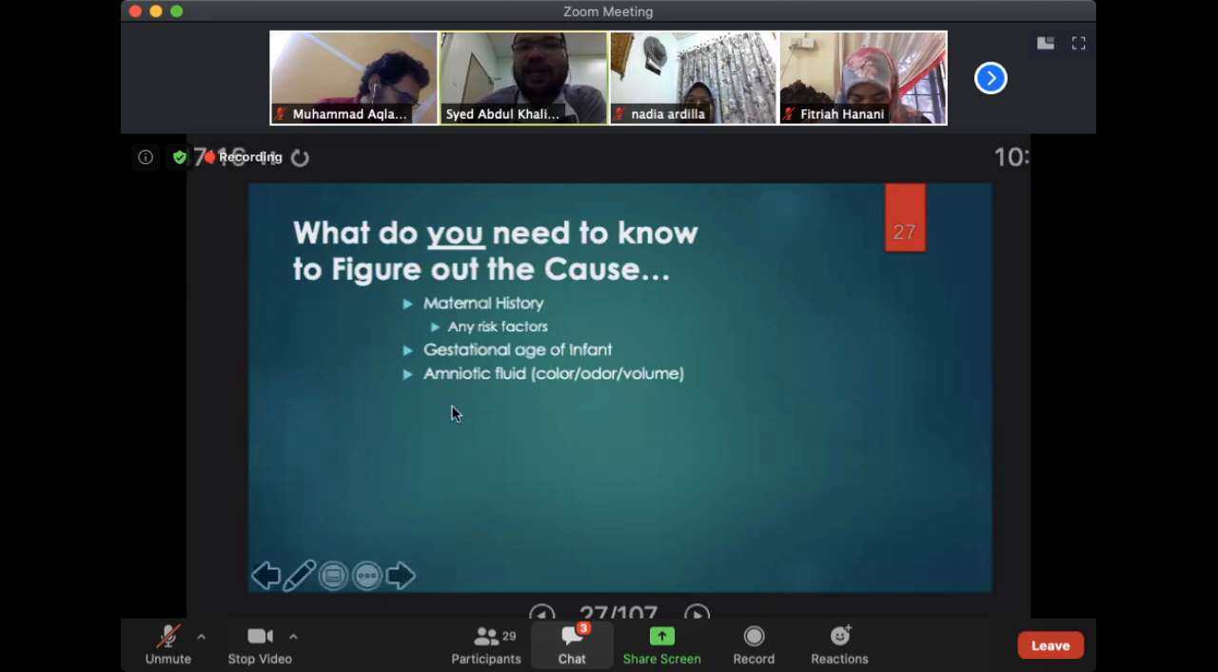So the color of the amniotic fluid, the odor, sometimes it may be bloody. If the amniotic fluid is bloody, you know that probably the child has anemia and so on. And then the odor and the volume of the amniotic fluid, oligohydramnios, polyhydramnios, those have associated risks.